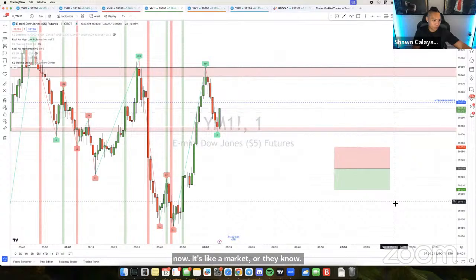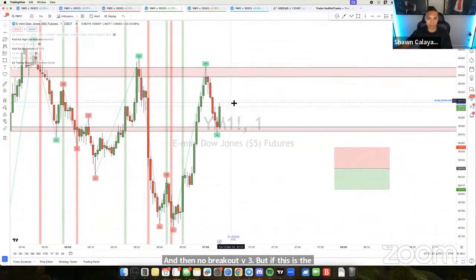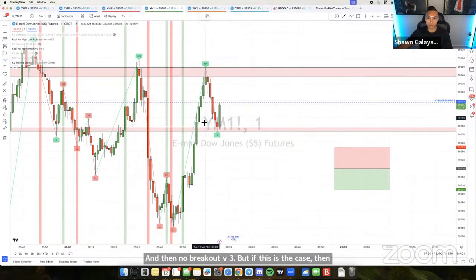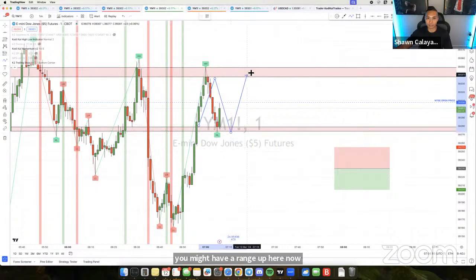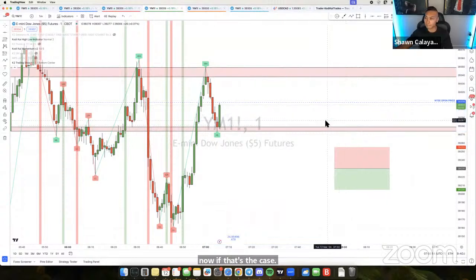Yeah, preferably I'd want to buy, just like Rashida said. So I'd be okay with the invalid signal coming up and then no breakout V3. But if this is the case, then we might have a range up here now. So price will probably be consolidating around this area, if that's the case. Which is all good. Just kind of annoying, but it's all good.